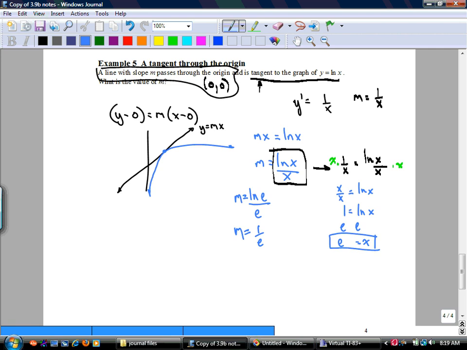Yeah, these are both y values. These are both y values: y on the ln graph and y's on the mx graph. Yeah, it does. Because if you divide both sides, if you solve the equation for m, I'm going to stop recording.